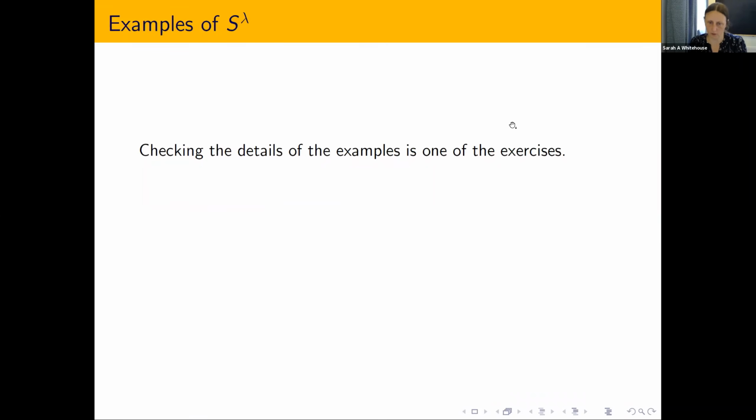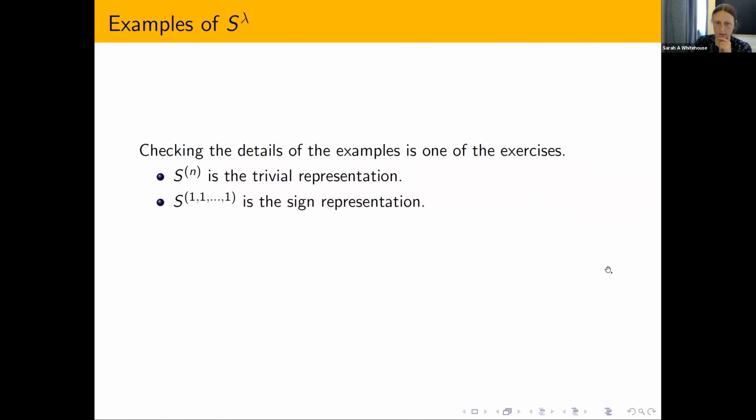Okay, so what I want to do, having kind of sketched how you could construct these representations, one for each partition, is go back to some examples and relate them, in some cases, to the examples of representations that I mentioned earlier on. I'm just going to basically state these because towards the end of the problem sheet, I've put an exercise where I'm checking the details of how they work out for these examples. That's one of the exercises. So let me just say it.